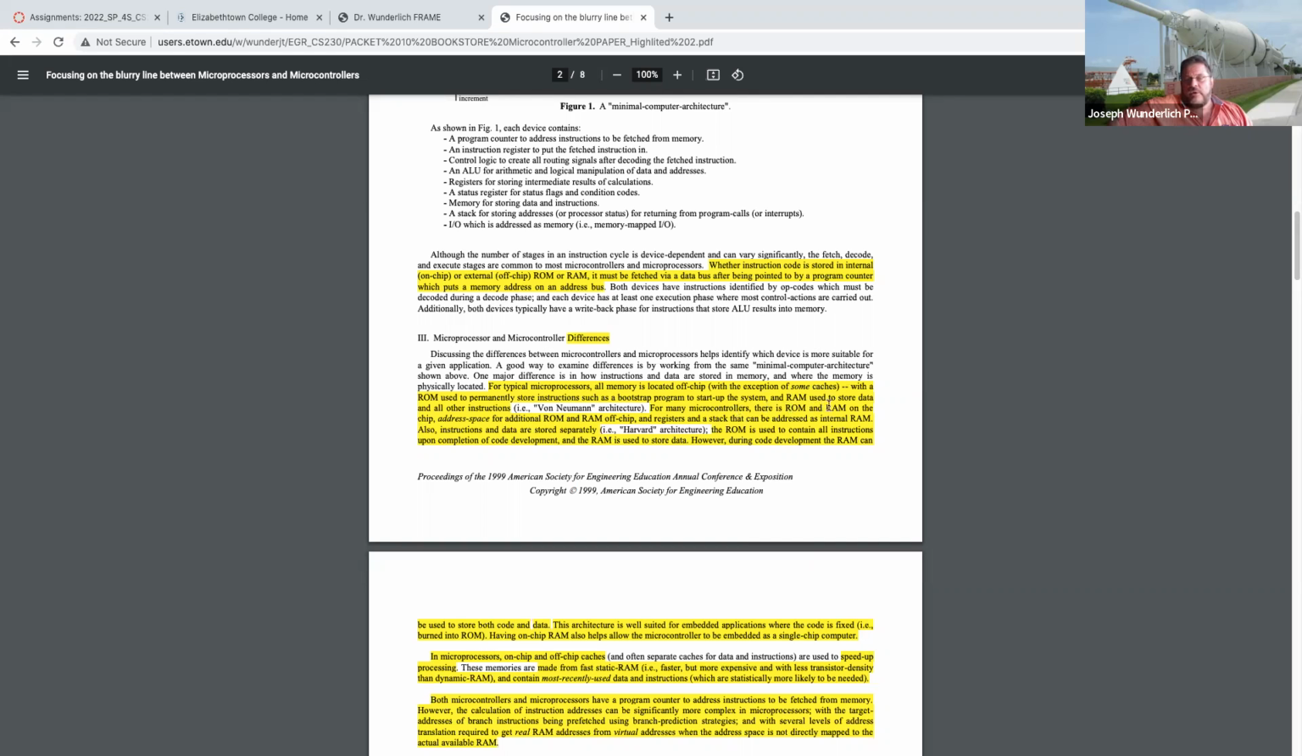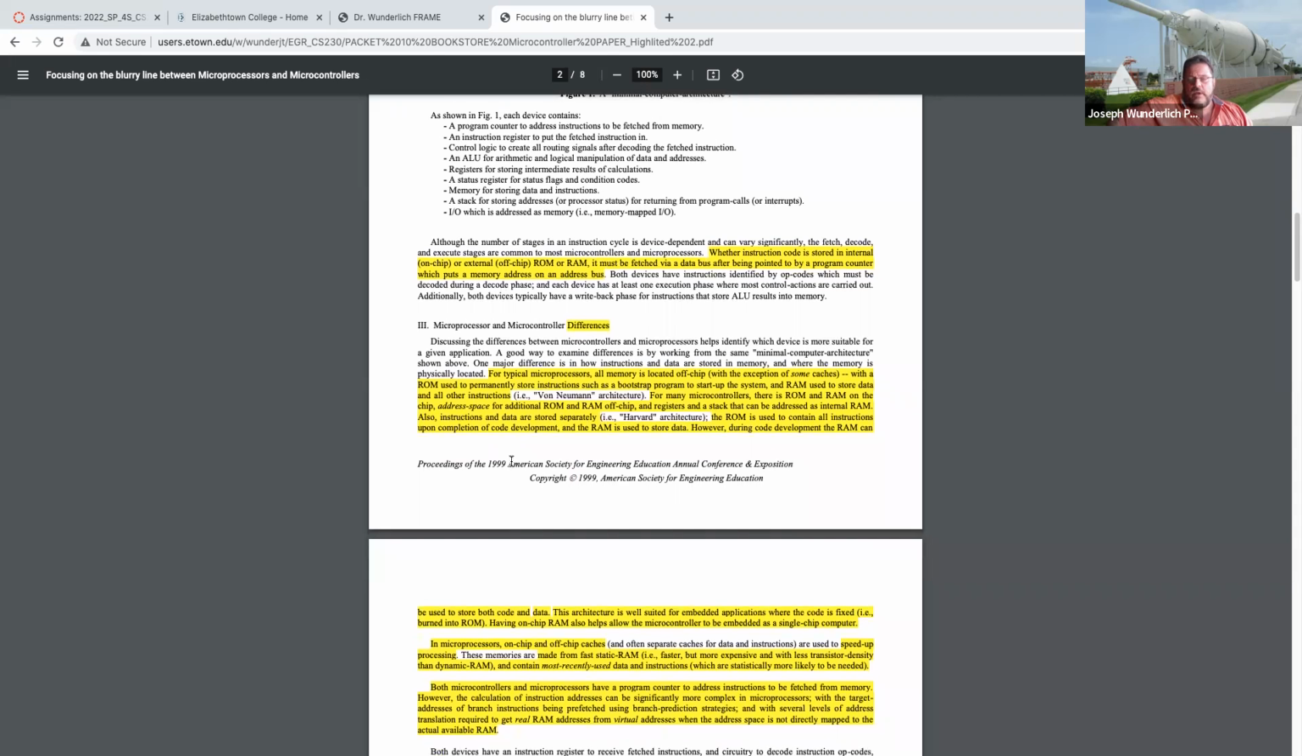For many microcontrollers, there is a ROM and a RAM on the chip. Address space for additional ROM and RAM you can do externally. And the biggest difference is really that here, the instructions and data are stored separately. That's a Harvard architecture. The ROMs usually contain all instructions after code development, and then the RAM is used to store data. So for embedded systems that just repeat the same code execution all the time, but the data changes, whether it's a fuel injector, or refrigerator, or air conditioning unit, dishwasher, lots of things now, billions and billions of things actually use microcontrollers.